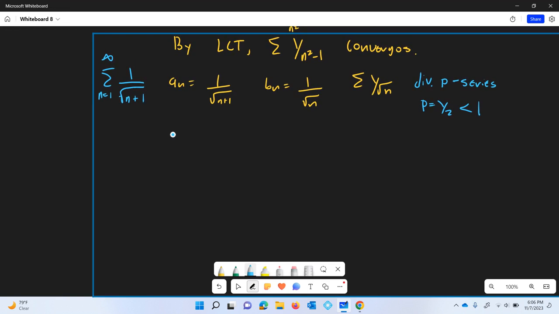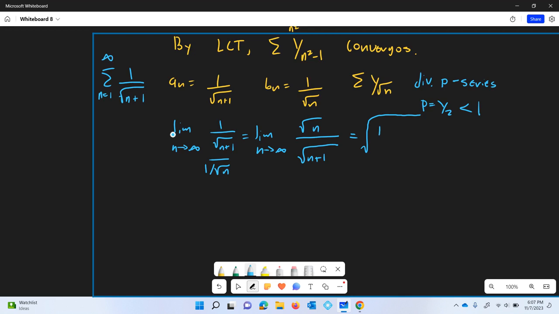Now what comes next is that we look at the ratio of their sequences. We have the limit as n approaches infinity of 1 divided by the square root of n plus 1, divided by 1 over the square root of n, which is the limit of the square root of n over the square root of n plus 1. You can rewrite it as the limit of n divided by n plus 1, under the square root, which is the square root of 1, which is 1, a real finite number.